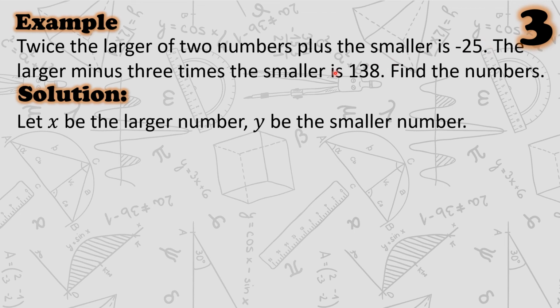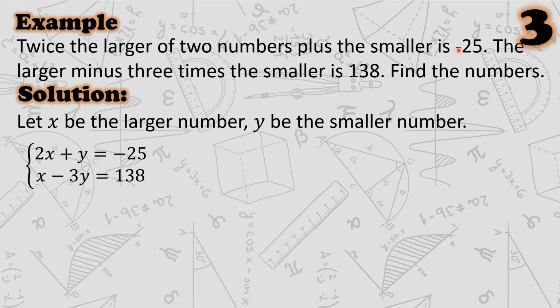This time, let us form the equation from the first sentence. We have twice the larger of two numbers. Since the larger number is represented by x, that will be 2x. Plus the smaller, and the smaller number is y, so we have 2x plus y equals negative 25.